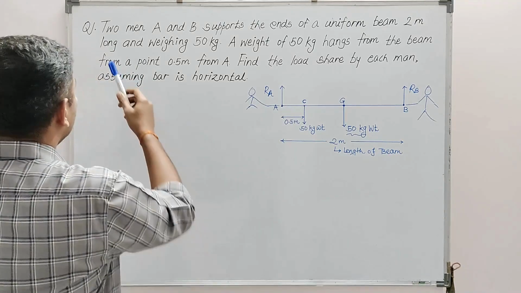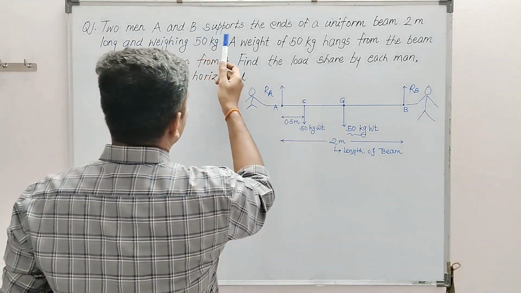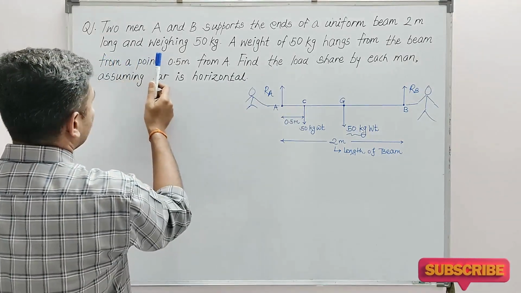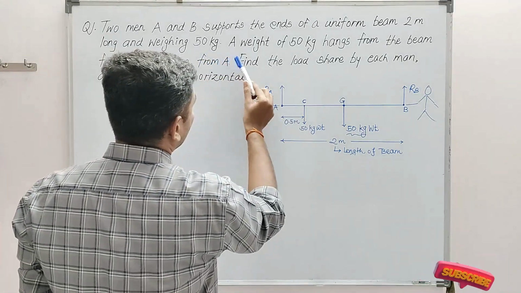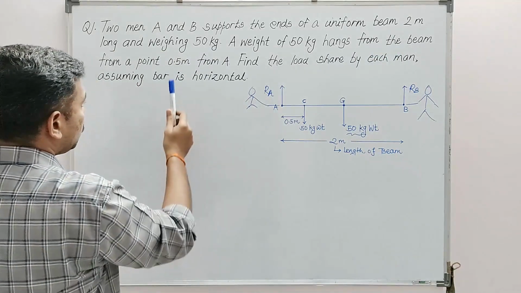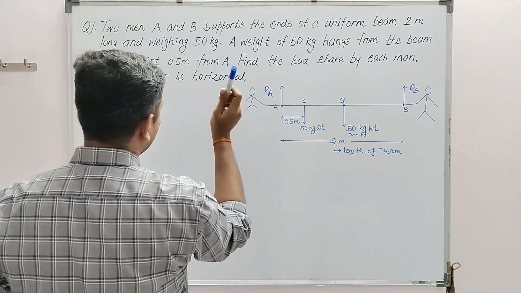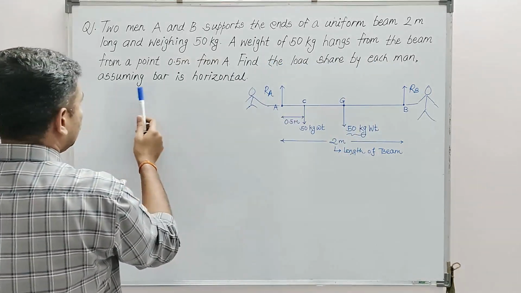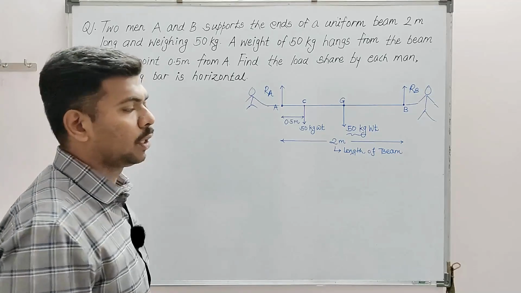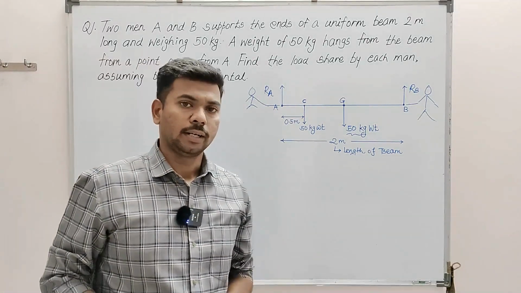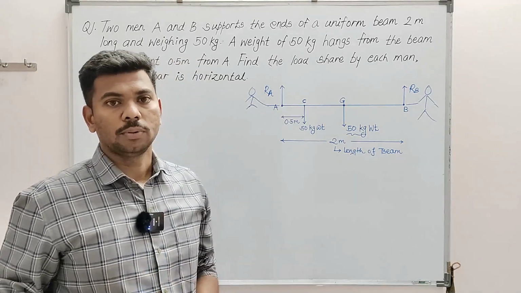Question 1. Two men A and B support the ends of a uniform beam 2 meter long and weighing 50 kg. A weight of 50 kg hangs from the beam from a point 0.5 meter from point A. Find the load shared by each man, assuming the bar is horizontal. Now first understand the given problem using the diagram. This diagram you have to draw.